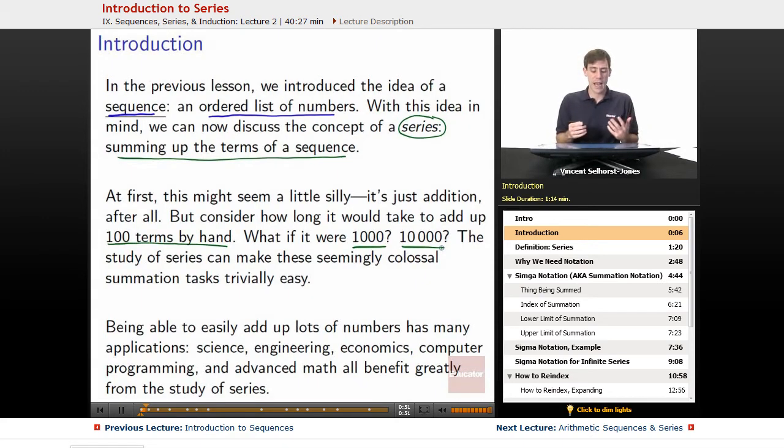Being able to easily add up lots of numbers has many applications. You'll see it in science, engineering, economics, computer programming, advanced math, and many other fields. All these things benefit greatly from the study of series, from being able to talk about adding up a whole bunch of numbers in an easy way, in compact notation. All of these things are really important to a variety of fields, so this is a great thing to study.